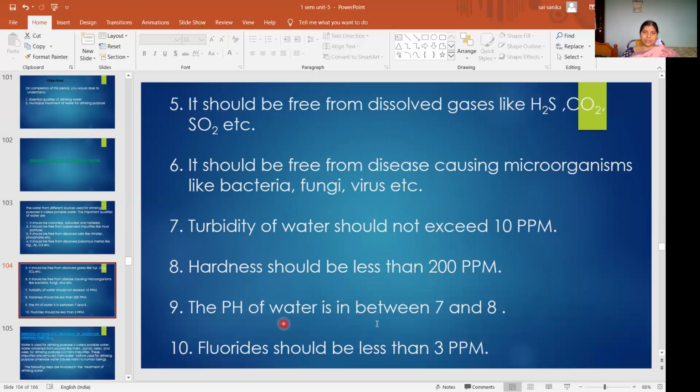And pH of the water is in between 7 and 8. It is neutral. It should not be acidic. It should not be basic. It should be between 7 and 8. Then only we will drink.